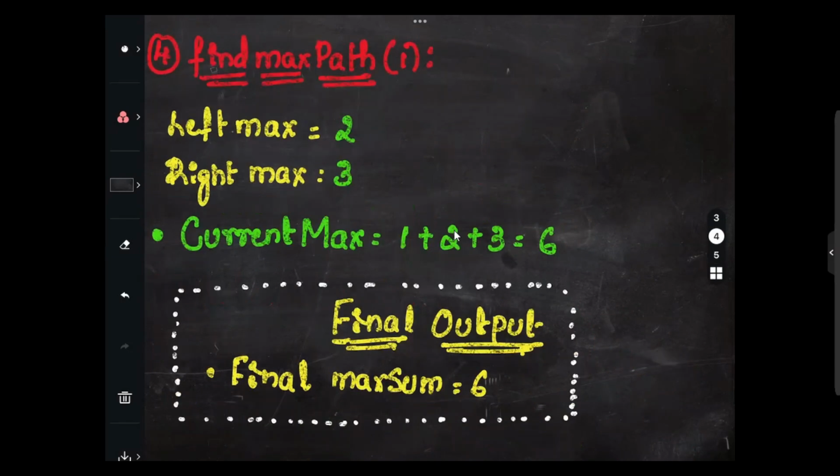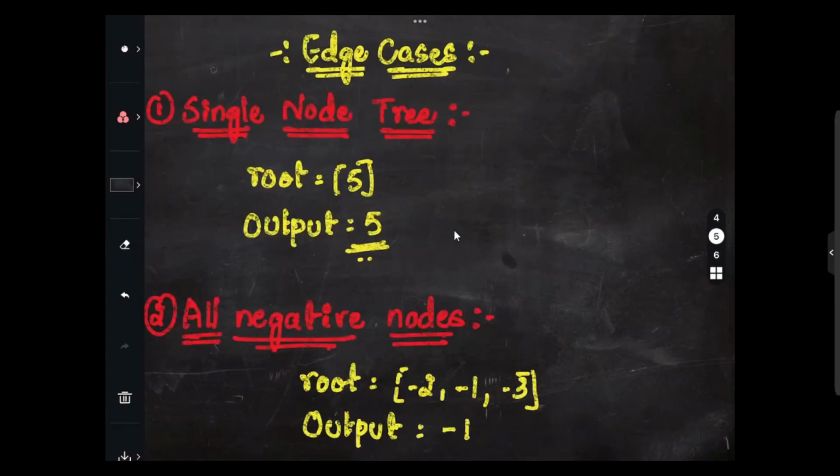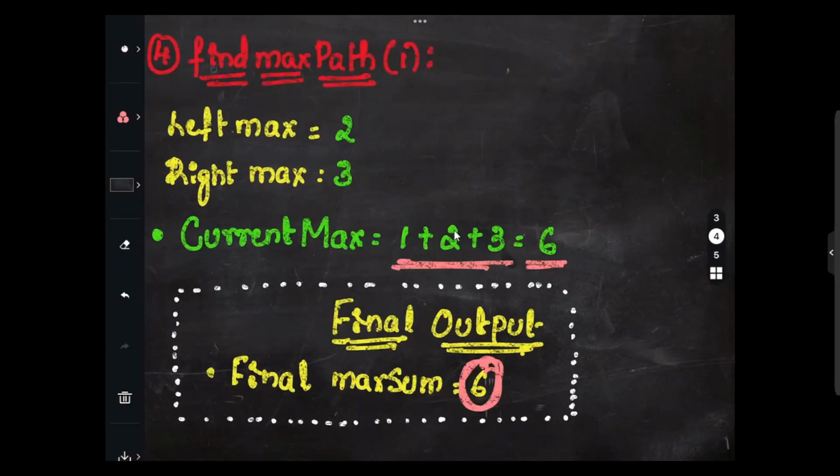So here let me come here. In this case current max is 1 plus 2 plus 3, which is nothing but 6. Final maximum we got out of all the paths is 6. We considered all the sums from different paths, out of which 6 was the max sum. So we have to return 6 as output. So this is how we got 6 as output.